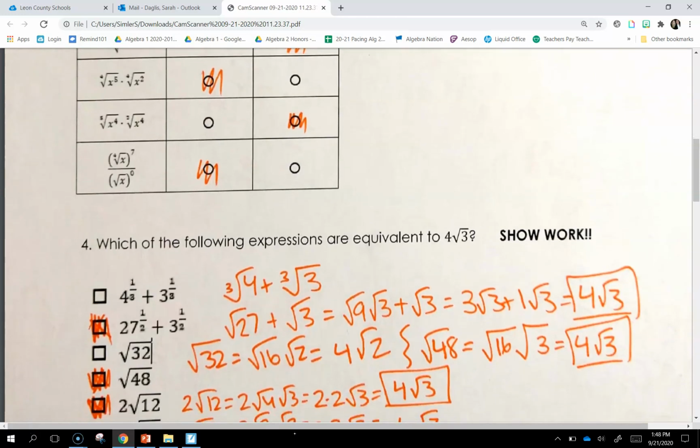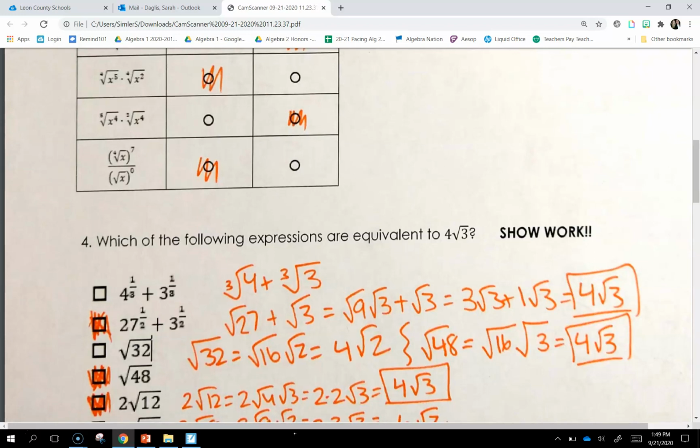The next one, we have 2 times the square root of 12. So I have to break apart my square root of 12, and I did that by doing 4 times 3. The square root of 4 is 2. So 2 times the square root of 4 times the square root of 3 is equal to 2 times 2 square root of 3. Multiply my pieces on the outside together. I get 4 times the square root of 3. That's what I want. I check it off.